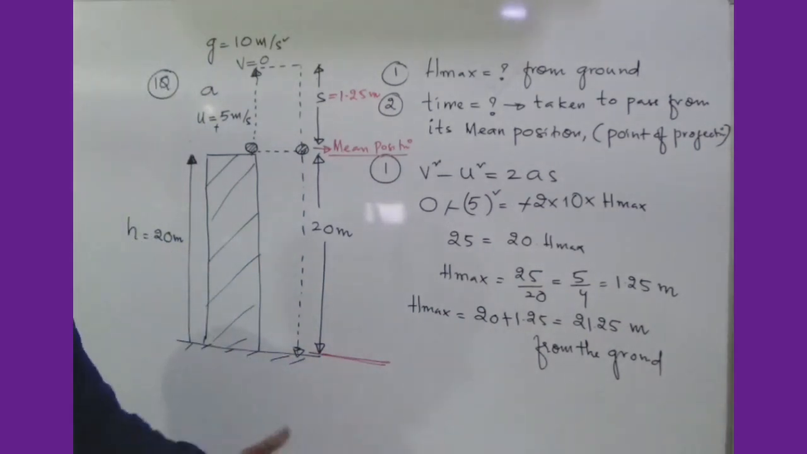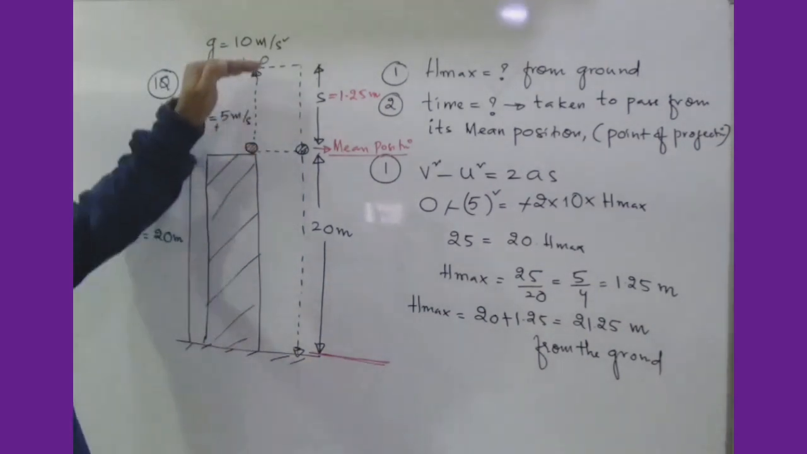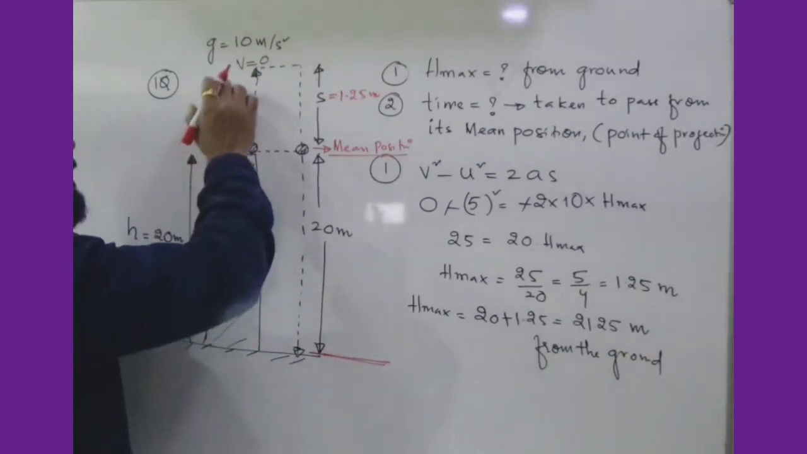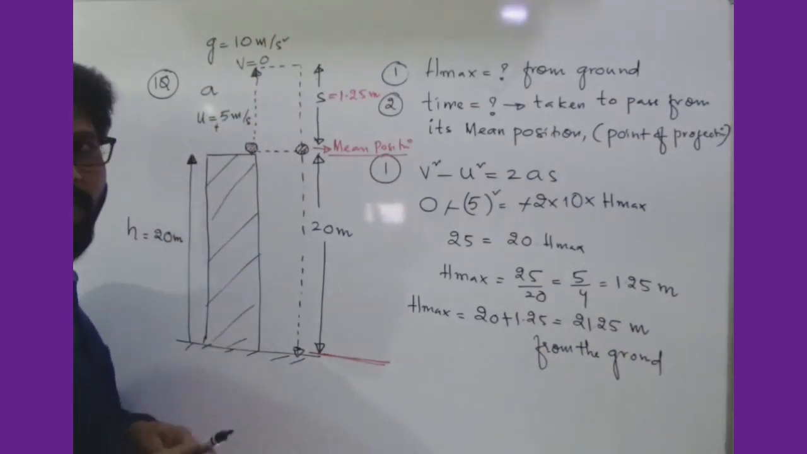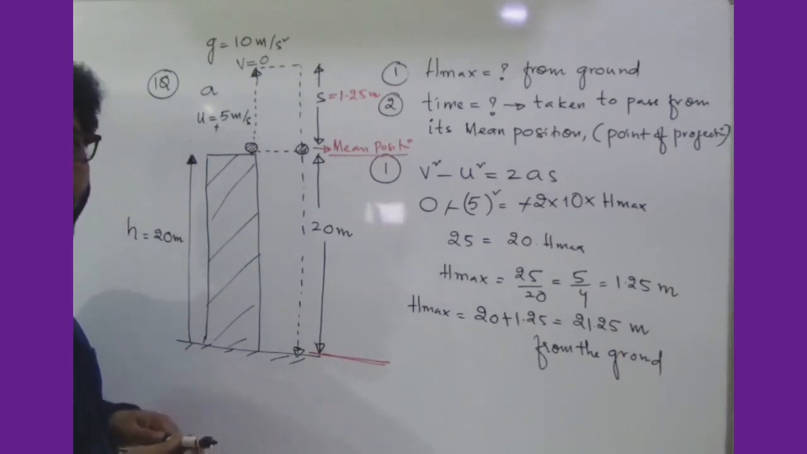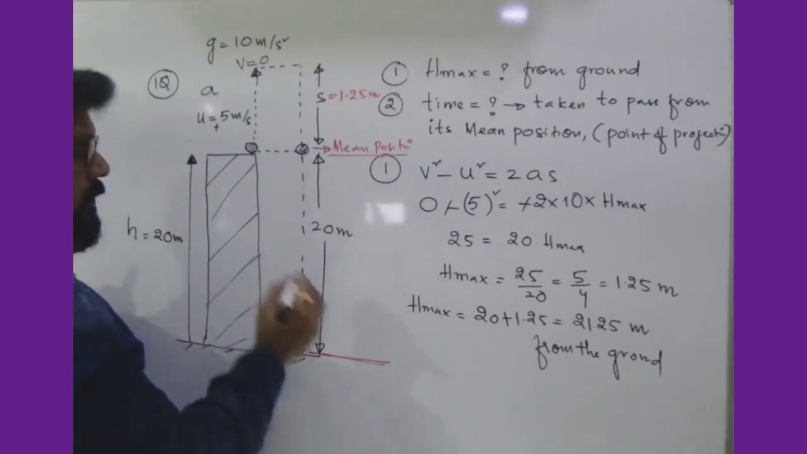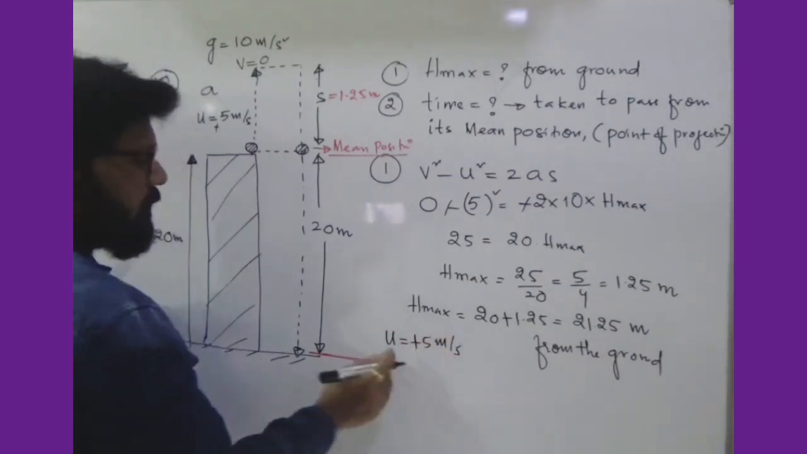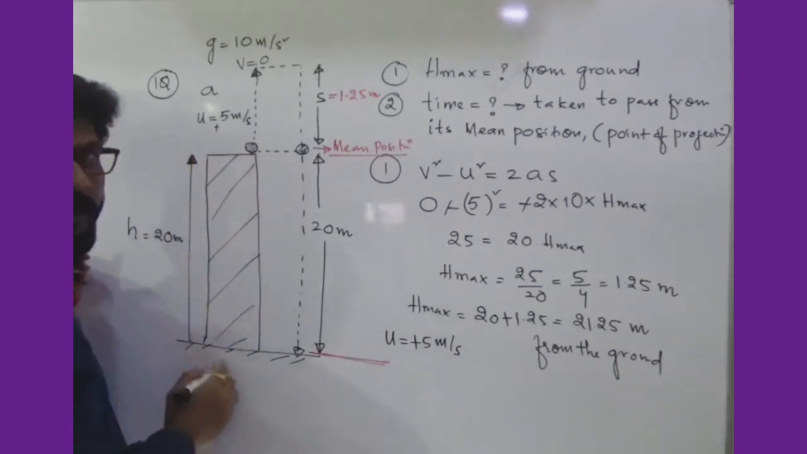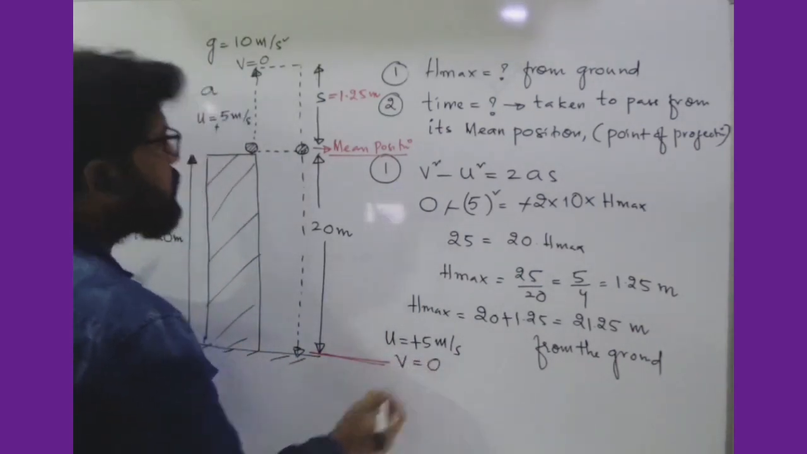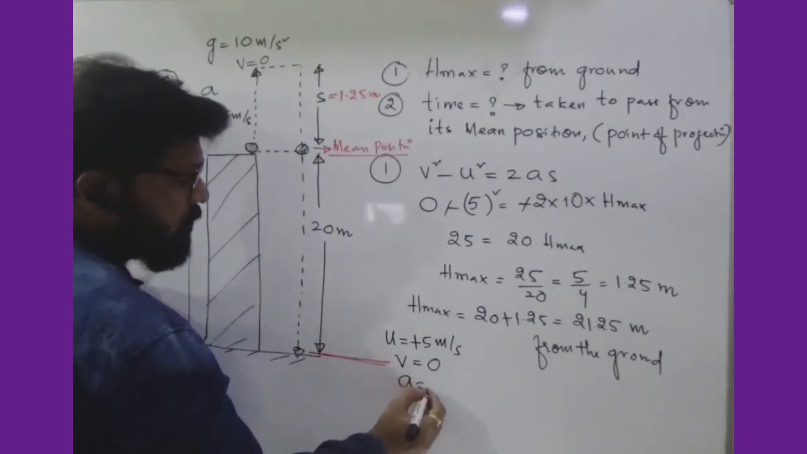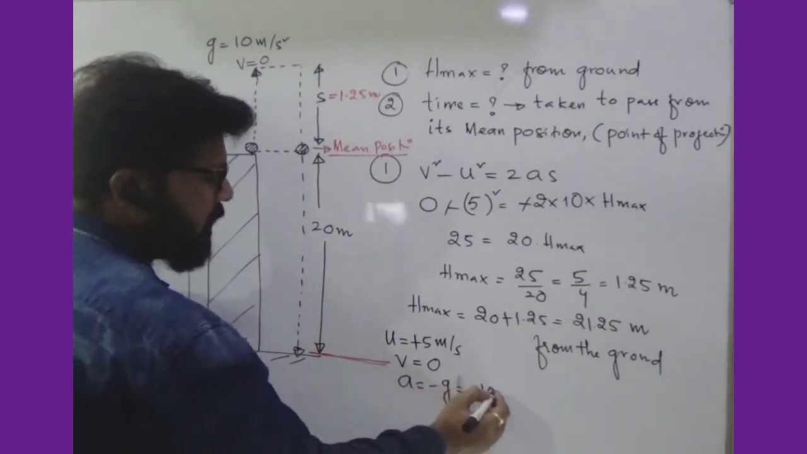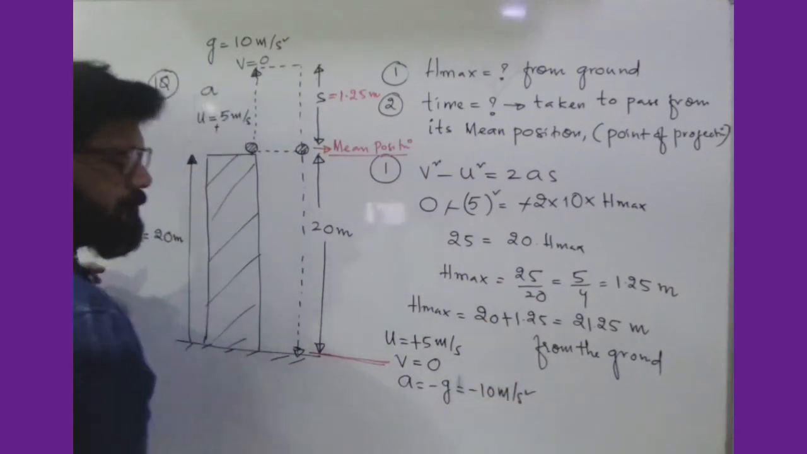Then how to calculate the time taken? See, when it is going upward, U is equal to 5 meters per second, A is there, and V is 0. Can you tell me what formula I can use? As I know, U is equal to plus 5 meters per second, the initial velocity with which we projected. Final velocity is equal to 0. Acceleration A is equal to minus g, that is, minus 10 meters per second square.